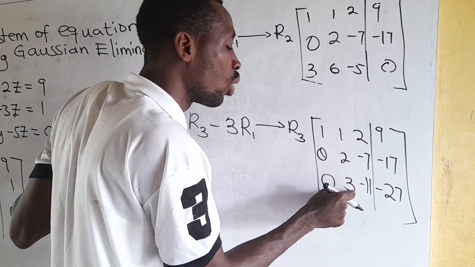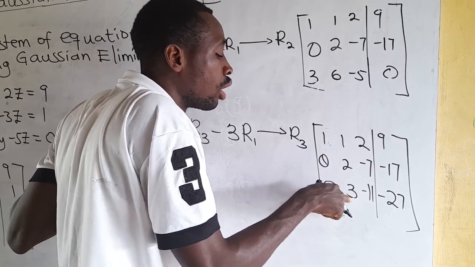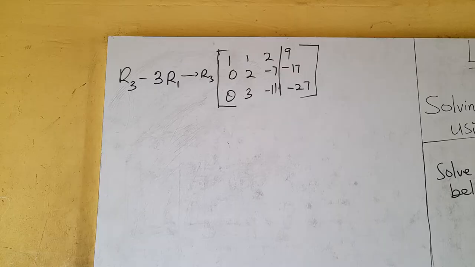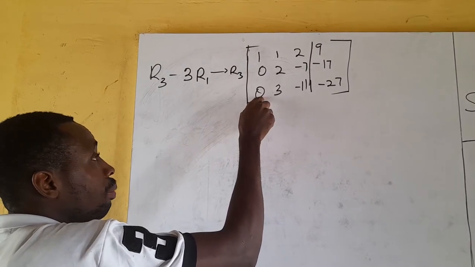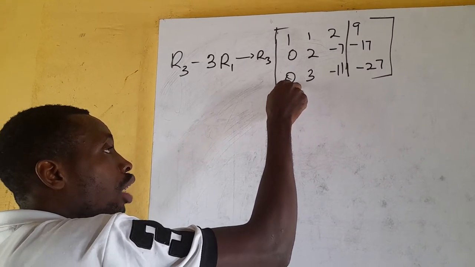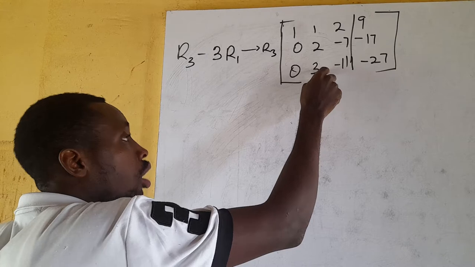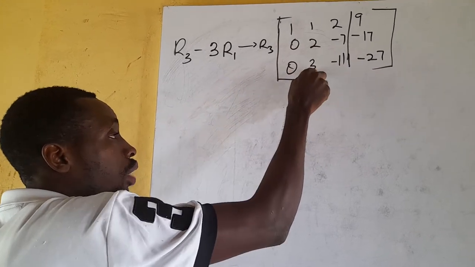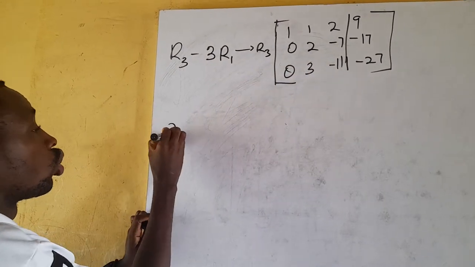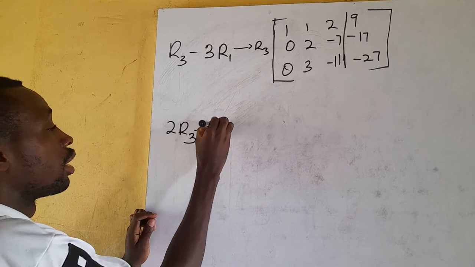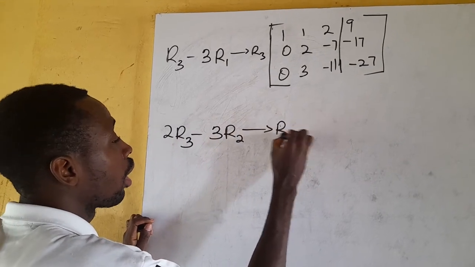The next is that we make this one 0. Remember, this is the principal diagonal, and these are the entries below it. So we make this one 0. How do we make it 0? If we use R1 against R3, you see that this place will change into another value again, instead of 0. So rather, let's use our R2 against R3. So we'll multiply this by 3 and subtract it from the multiplication of this by 2, and we'll get 0. So we say 2 times R3 minus 3 times R2 should be substituted into R3.